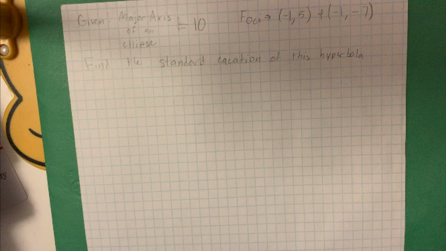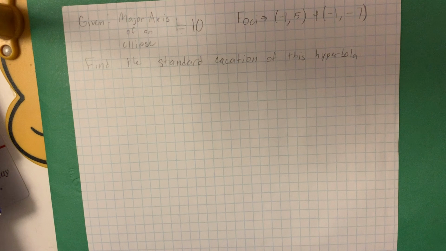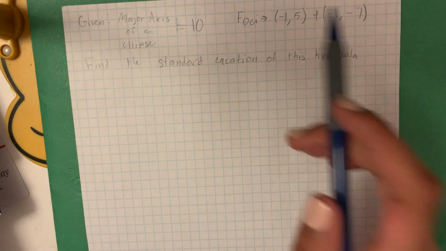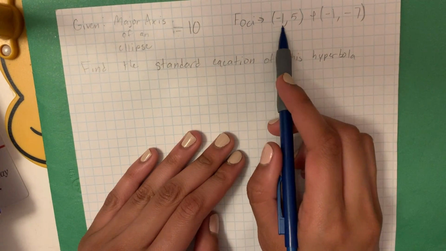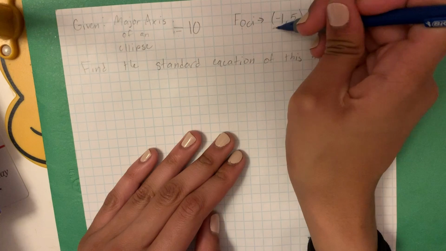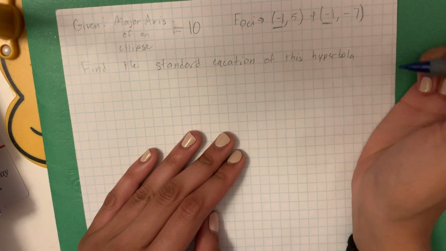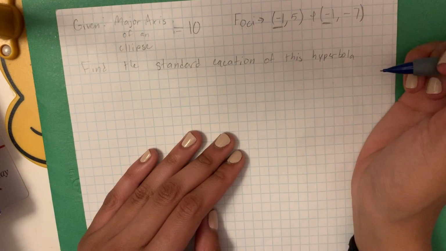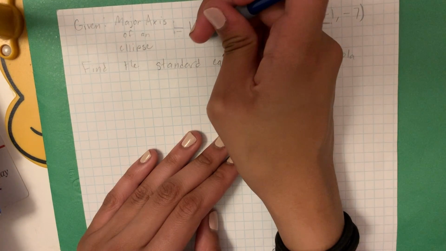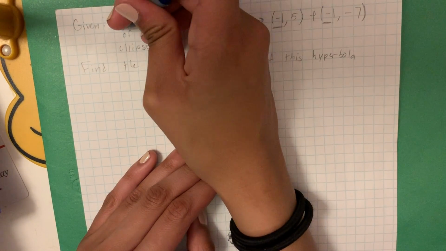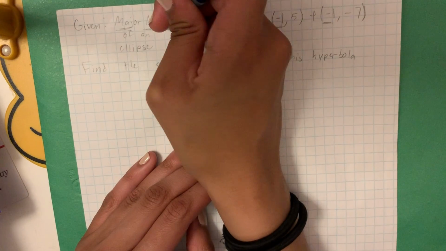Okay, so in this problem we are given the major axis of a hyperbola, which is equal to 10, and the foci, which are (-1, 5) and (-1, -7). So we are supposed to find the standard equation of this hyperbola, and we can tell that already this is going to be a translated hyperbola because of where the same number is on the foci, which is -1 for the x value.